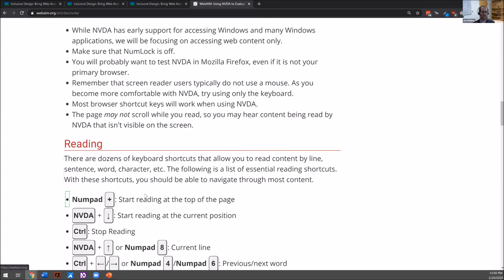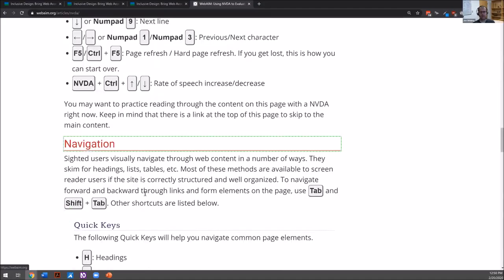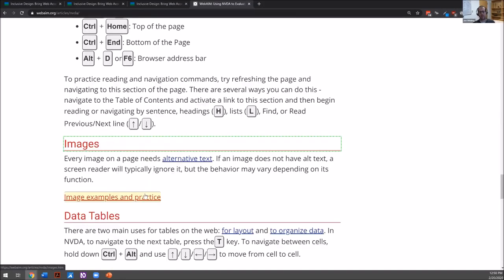List with 10 items. Bullet numpad plus. Start reading at the top of the page. Bullet NVDA plus down arrow. Start reading at the current position. I'm going to jump down a little bit more. Navigation heading left. Images heading left. And show you a section where there's some sandbox type practice areas built into this. Image examples built into this resource.